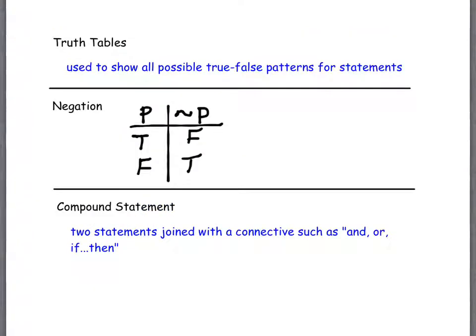Okay. The other thing we're going to talk about is how to combine statements together. So compound statements, or combined statements, are two statements joined with a connective. There are lots of connectives. The ones that we're going to see used the most frequently are going to be the words and, or, and if-then.